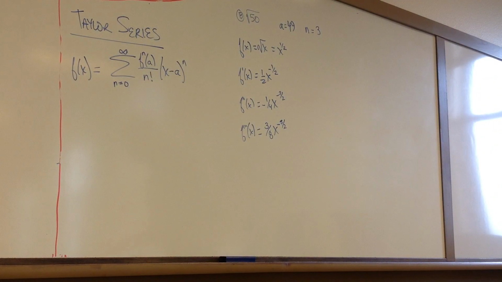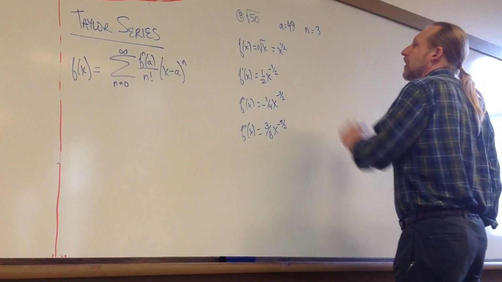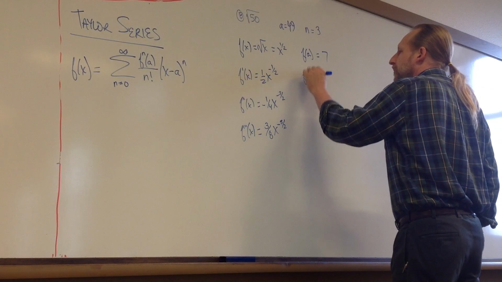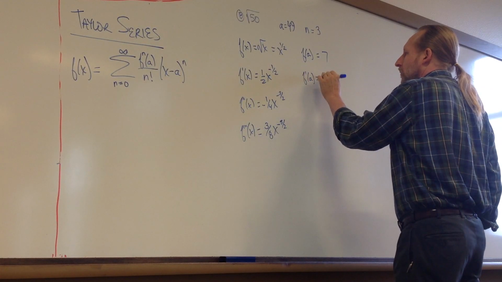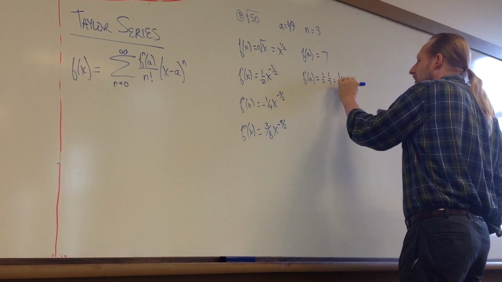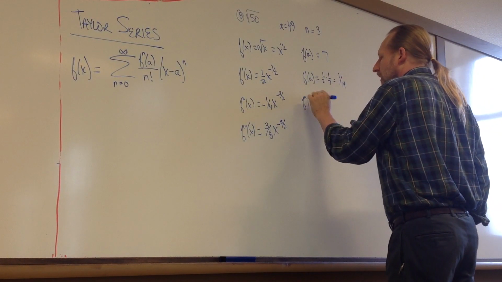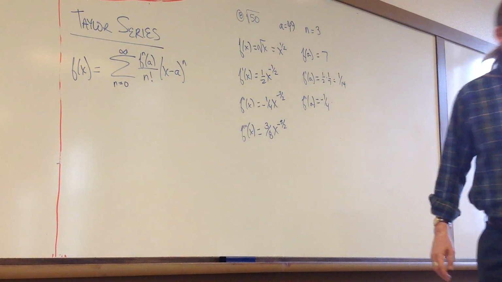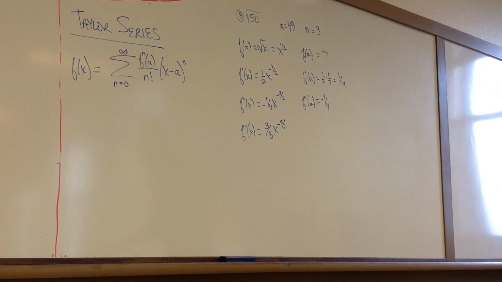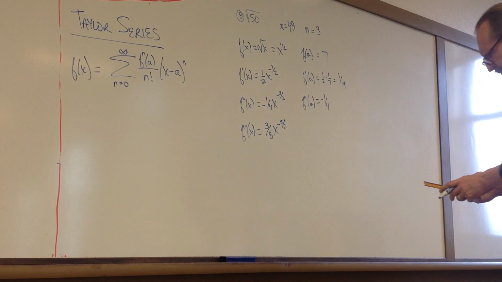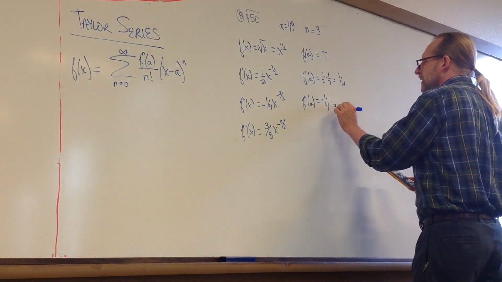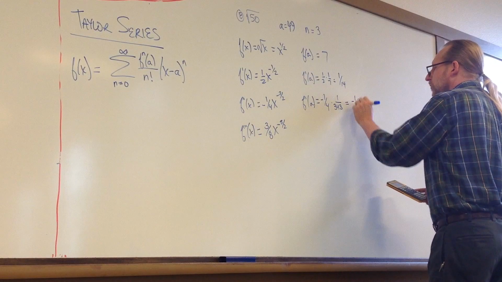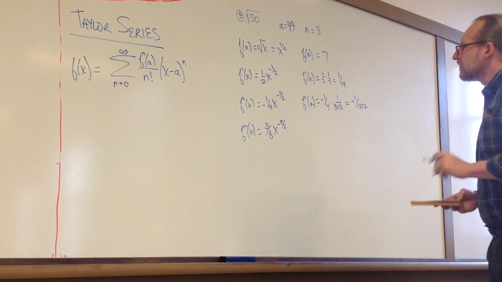All right, let's see here. So f of a is going to be 7. F prime at a is going to be what? 1/2 times 1/7, so 1 over 14. F double prime is negative 1/4 times, let's see, what is that? So that's going to be 1 over 7 to the 3rd power, 343, times 4. So this is negative 1 over 1372.